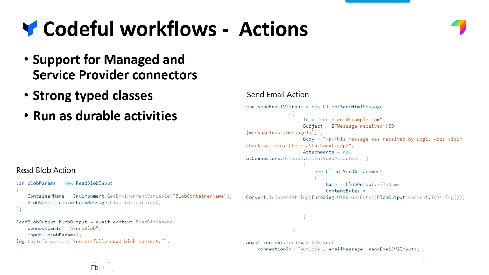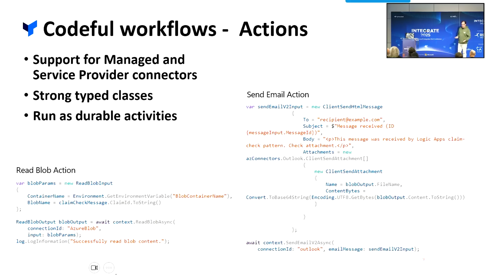Actions on the other side work in a similar way. We're still going to support managed and service provider connectors. They're going to be strongly typed classes, and you don't have to explicitly create an activity for that, because similar to the functions, each one of those types, the managed and service provider, is behind the scenes a generic service provider activity or managed activity of that type. So we abstract that part for you, but it still works as an activity function.